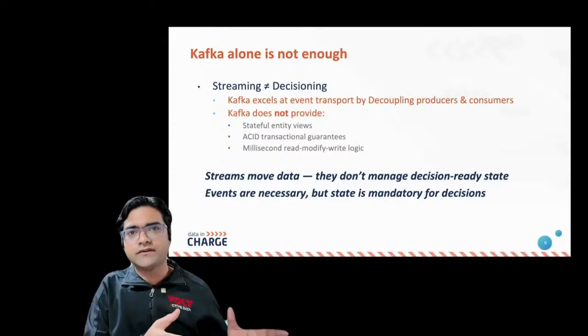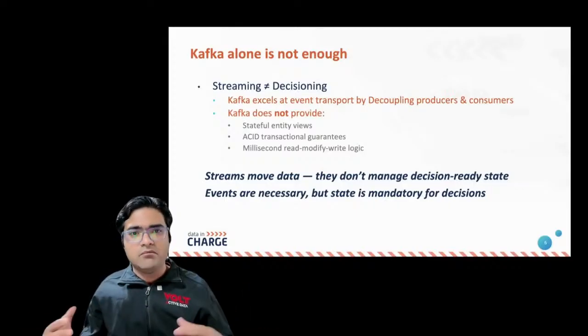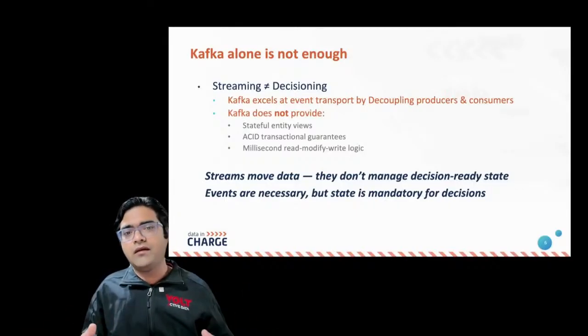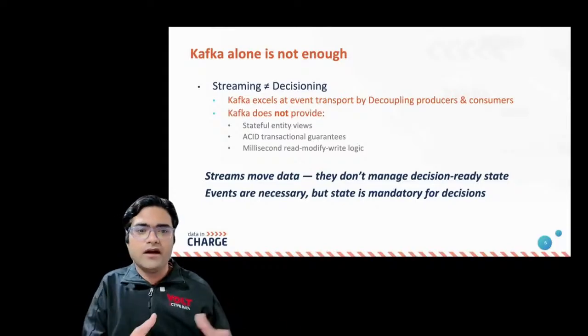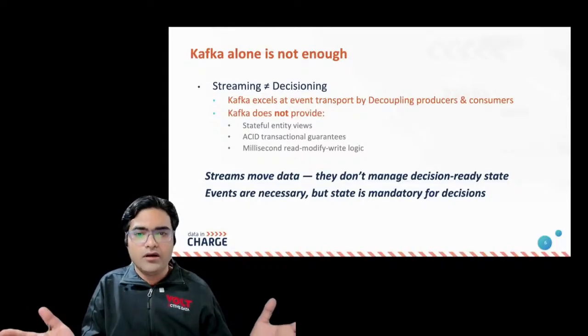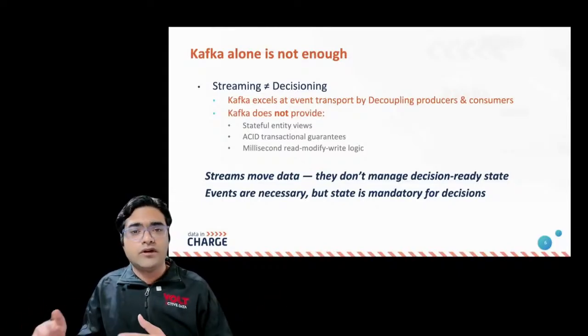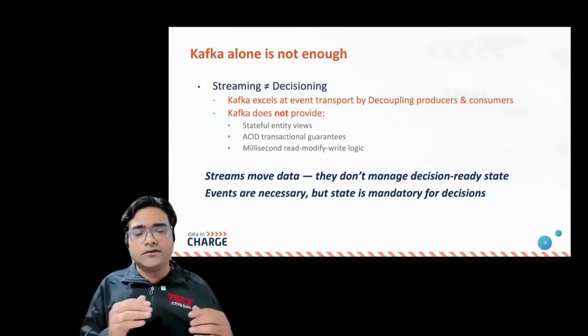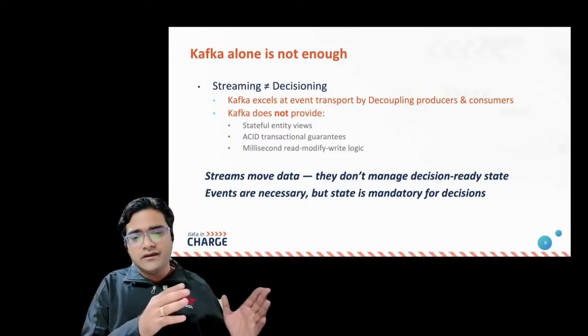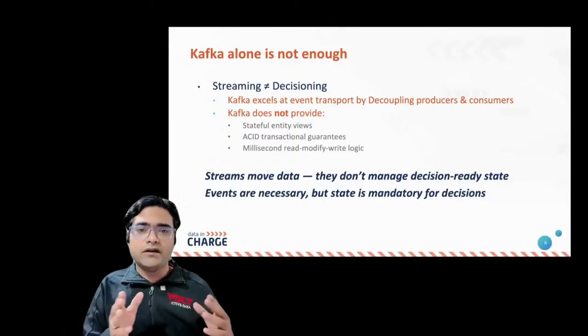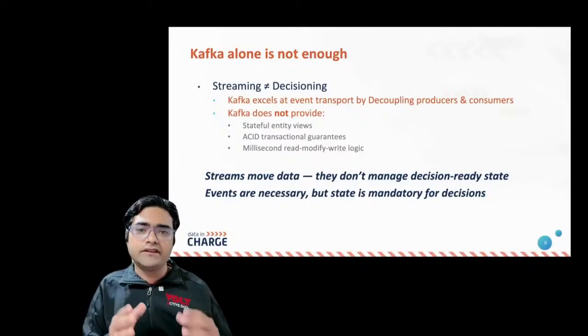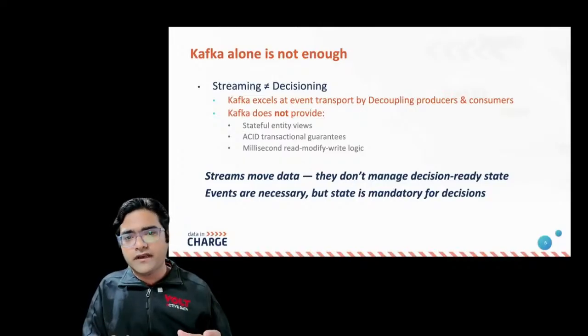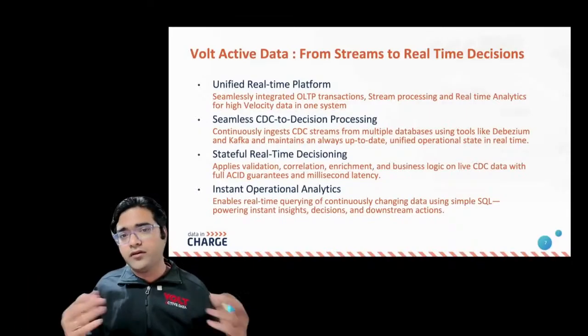these source systems to a unified place. But that cannot help all alone. For example, Kafka cannot help all alone. Streaming is not equal to decision making. So streams address the moving data, but for decision making, you need stateful logical processing for those moving events. This is where Volt Active Data comes into play.